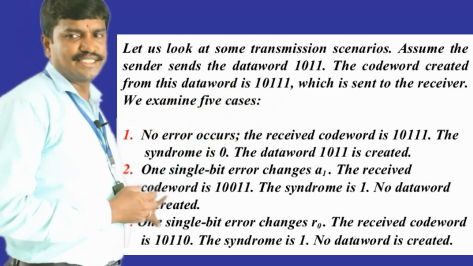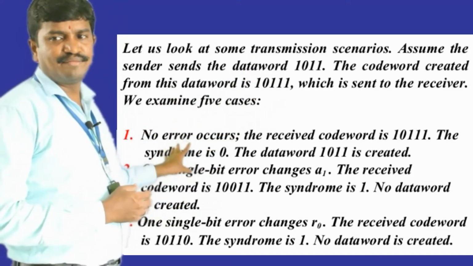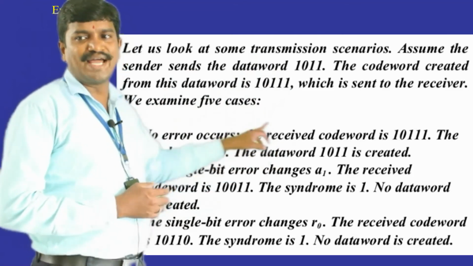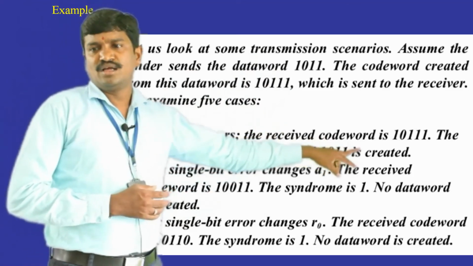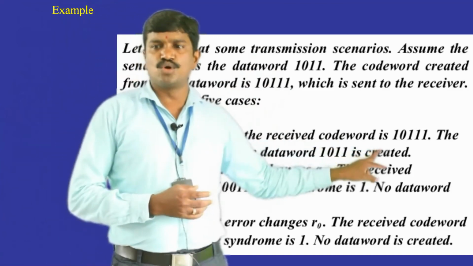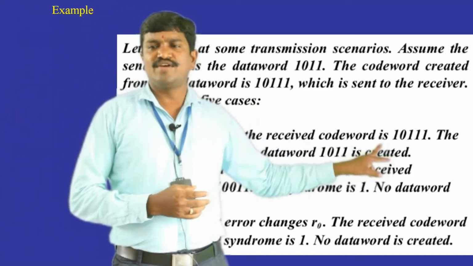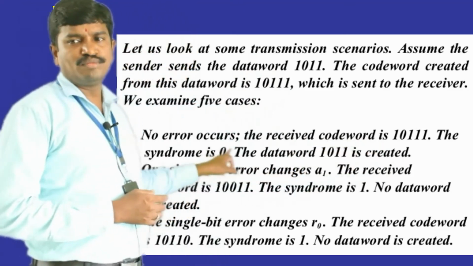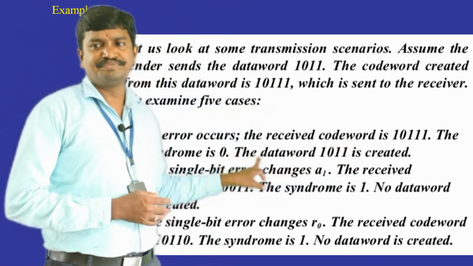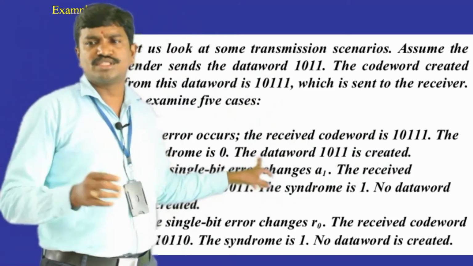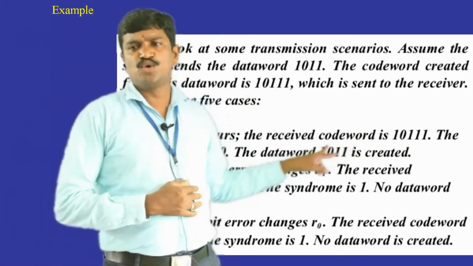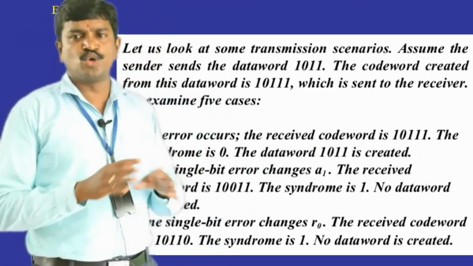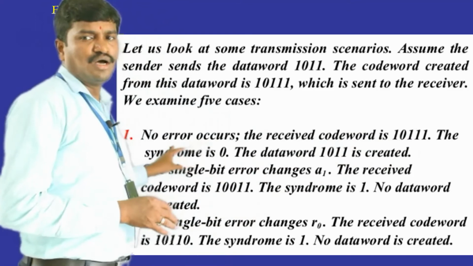And now observe the cases. If no error is there, the received code word is the same, and the syndrome is calculated as 0 by adding all the bits. How many bits are there in this received code word? 5. When you add an even number of ones, you get an answer of 0. So when you get 0 as the syndrome, we treat it as valid, the redundant bit, that is the last one, is removed, and you get your original data 1011. That is the very general case if there is no error at all. So that is the first case.